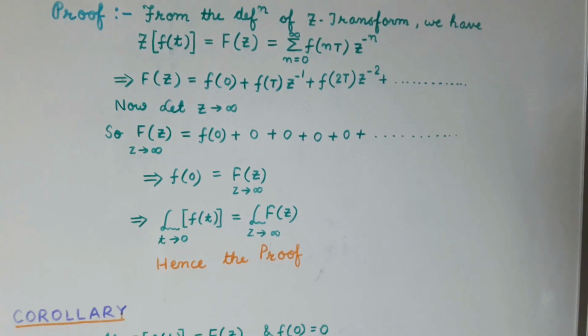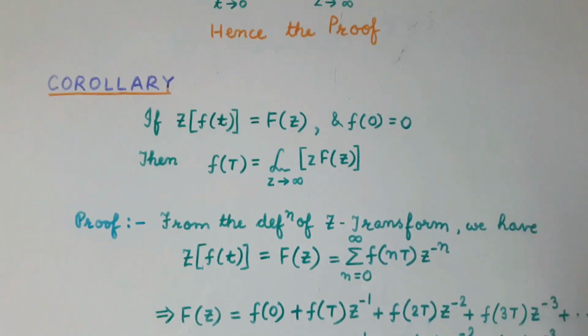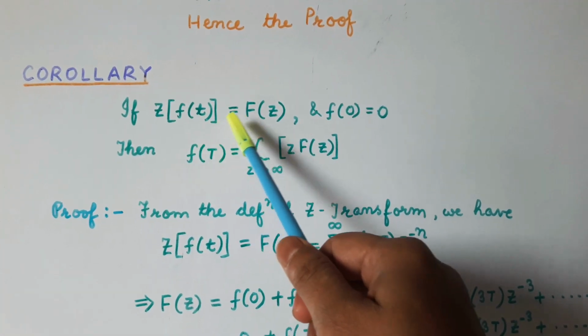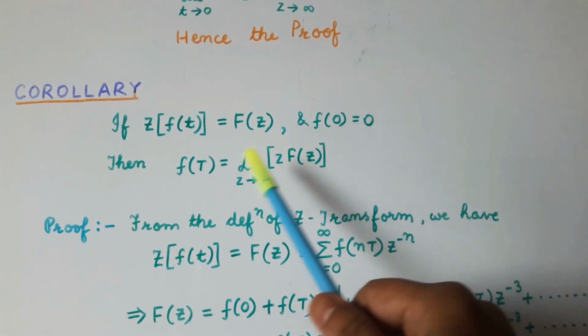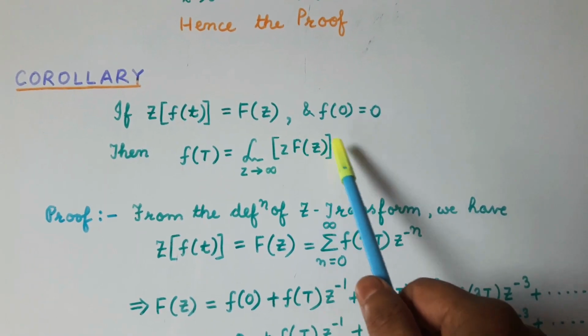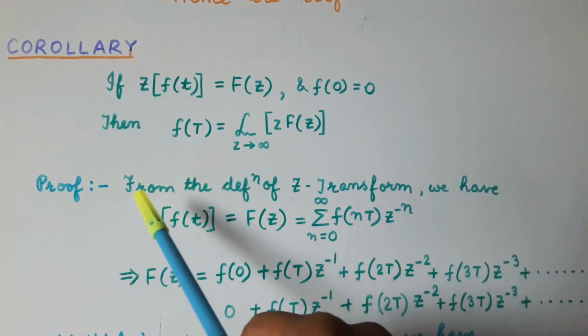Now let us see the corollary. That is, if the Z transform of f(t) is F(z) and if f(0) is equal to 0, then we have to prove that f(T) will be equal to the limit of z F(z) when z tends to infinity. So let's see the proof.